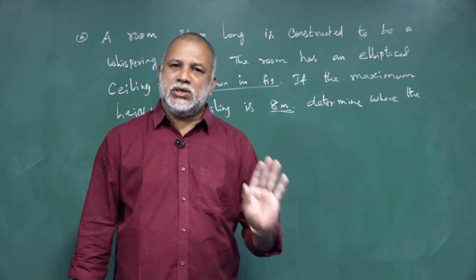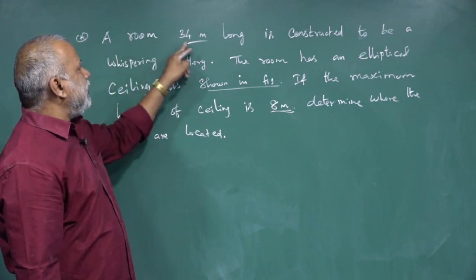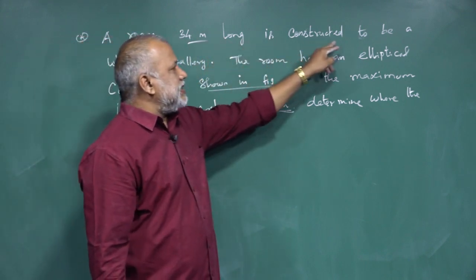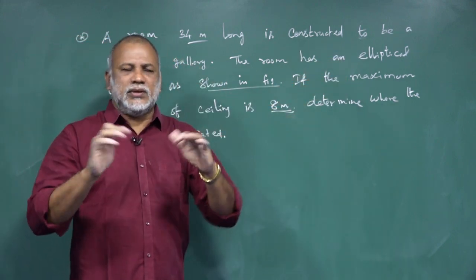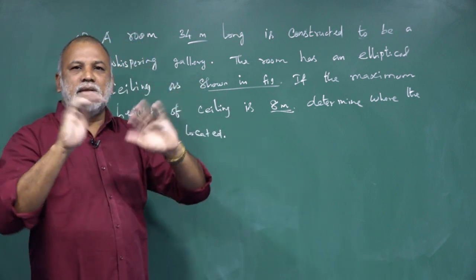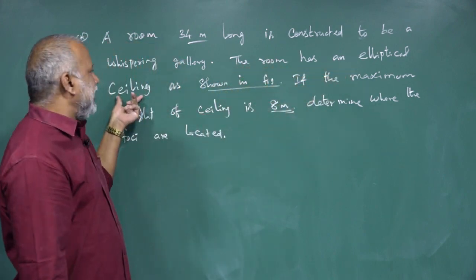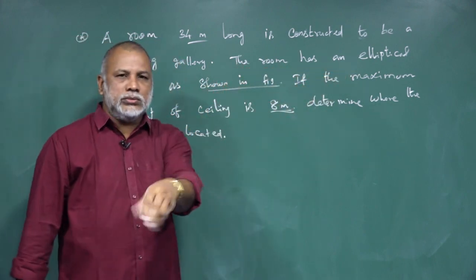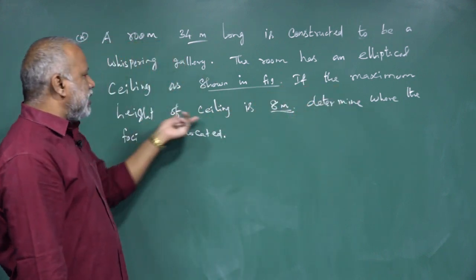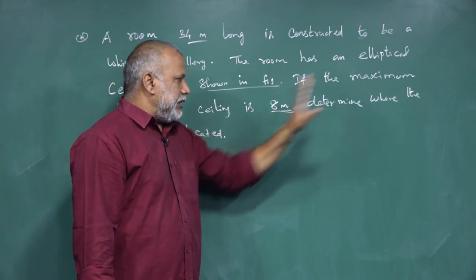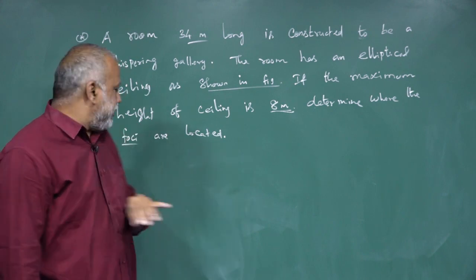Listen students, it is question number 3. See once again the explanation. A room 34 meters long is constructed to be a whispering gallery. The room has an elliptical ceiling as shown in the figure. You are able to see the diagram in your book itself. If the maximum height of the ceiling is 8 meters, determine where the foci are located.